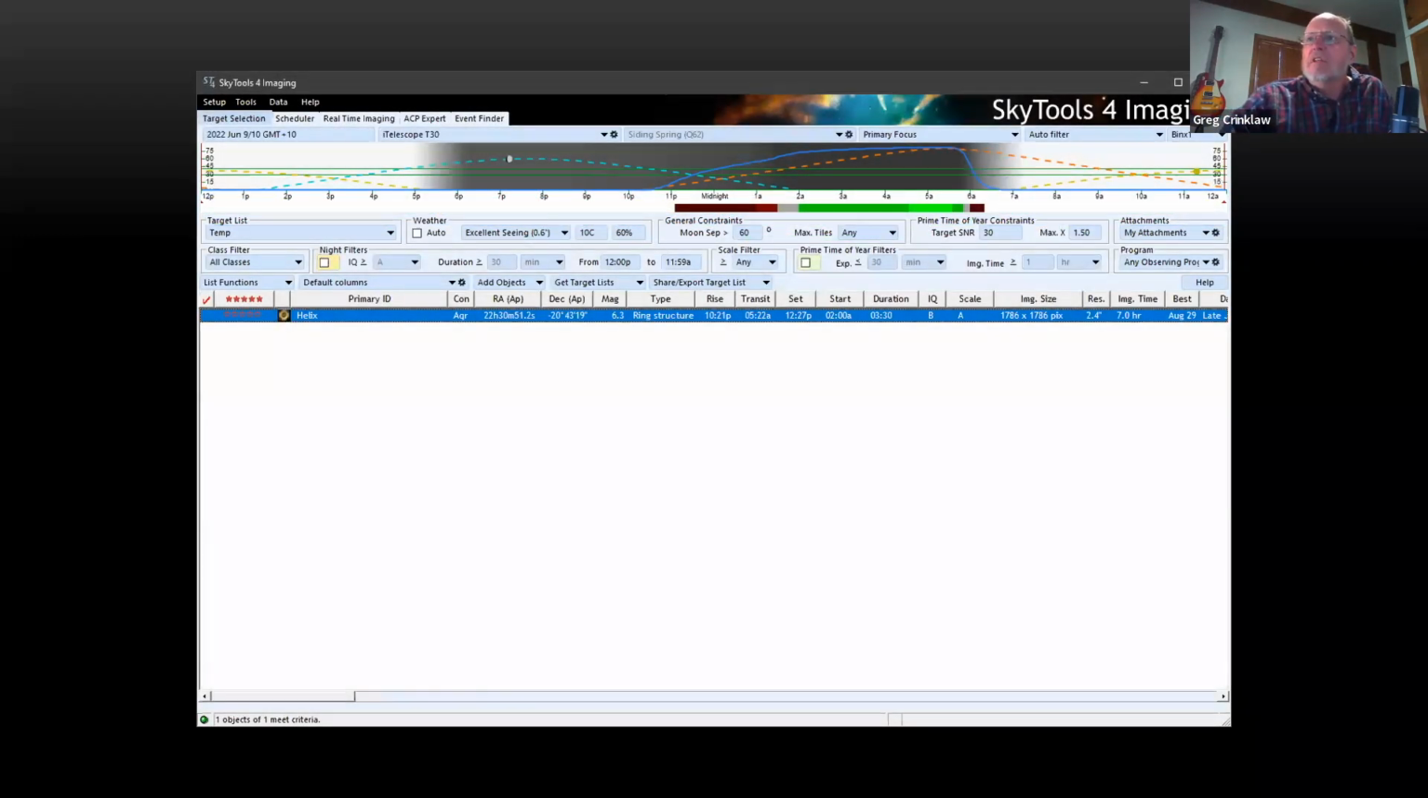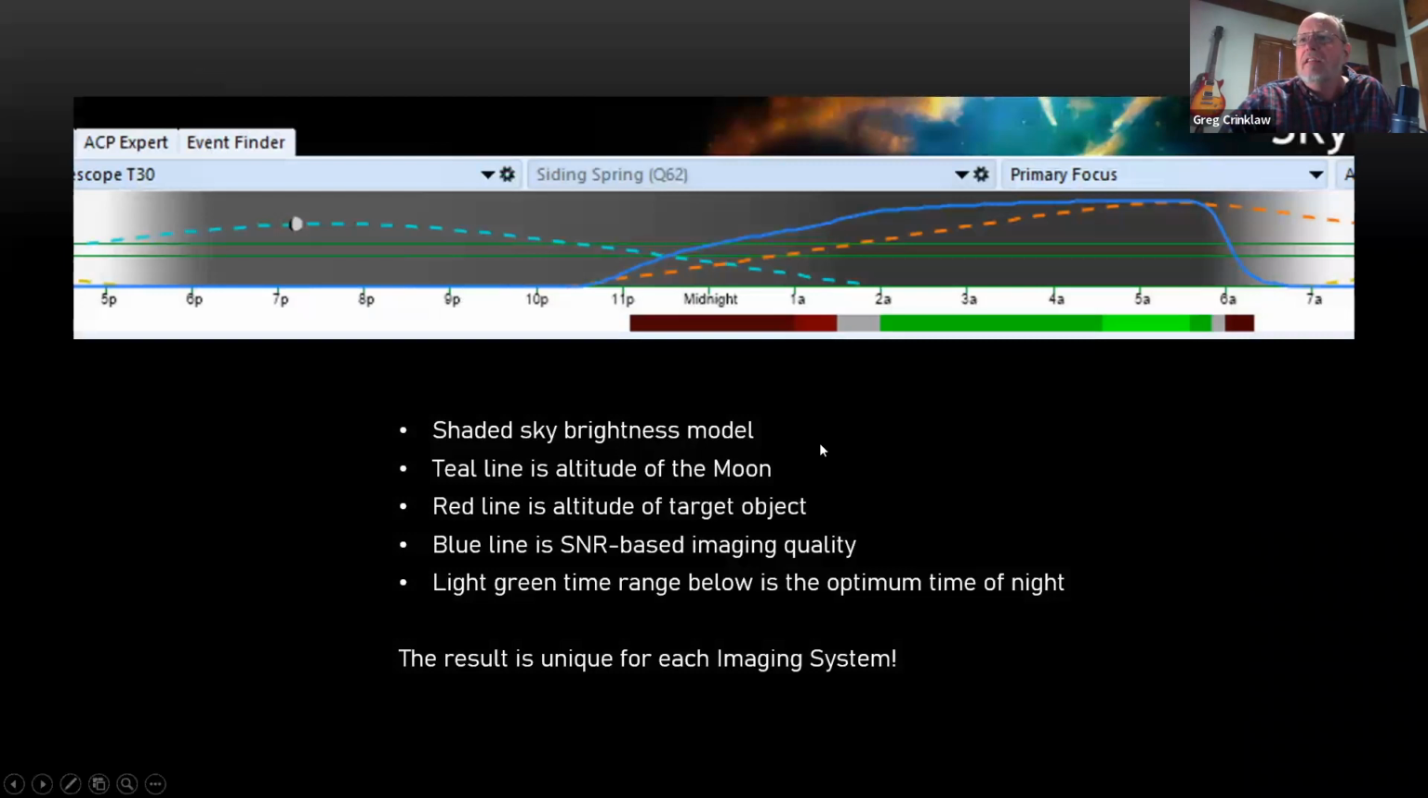So I'm going to zoom in on this for the Helix. The background of this is called the night bar. The background is shaded by the sky brightness model that SkyTools uses. This teal line here is the altitude of the moon. You can see the sky is brighter over here than it is over here on the right.